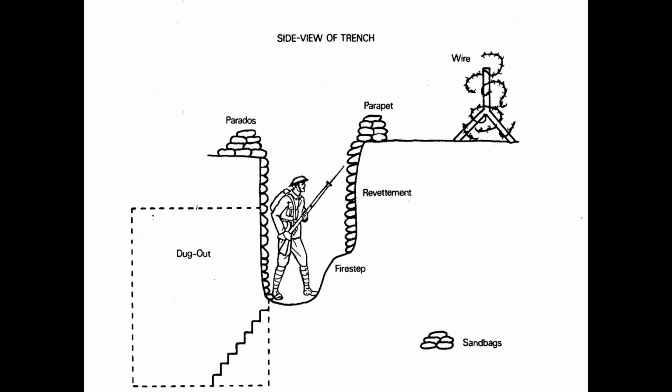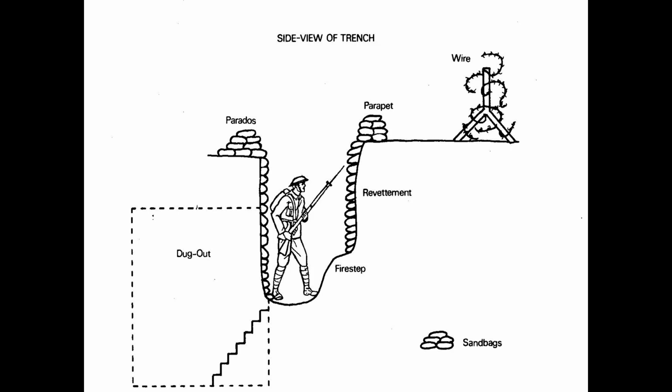In theory, this is what it's supposed to look like. You have a fire step, so if you want to shoot, you need to step up, take aim, open fire. You have to be careful. You've got snipers everywhere. They're looking for anything to take a shot at you. You have what they call the parados, which is behind. So if a bomb goes off behind you, that shrapnel will be absorbed by that, hopefully. The parapet does the same thing in the front.